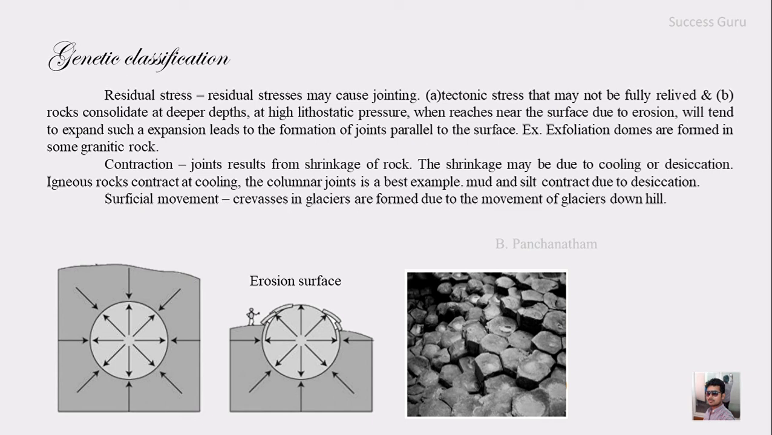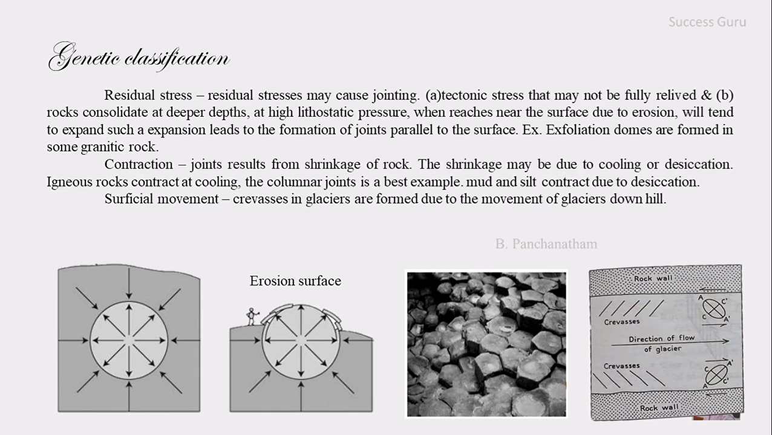The third one is the surfacial movement. You can see crevasses on the glacier which are formed due to the movement of glacier downhill, right? And such crevasses will come under this category, that is the surfacial movement that creates the joints. Is that clear? The genetic classification.